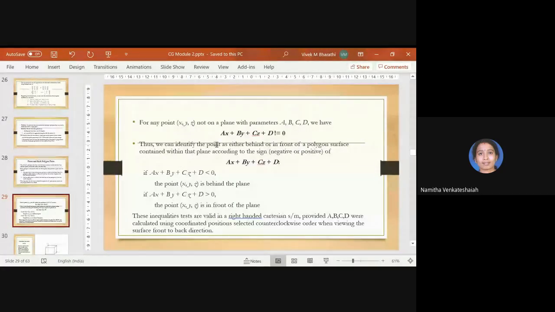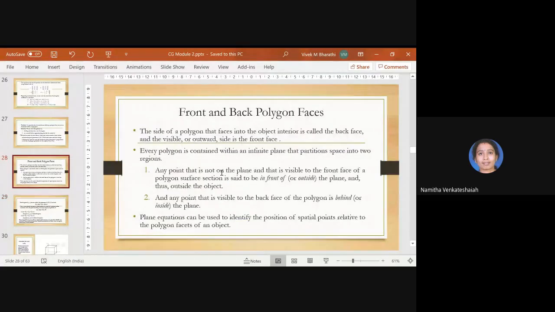We have the equation that we learned in the previous topic. If the point is behind the plane, this value will be less than 0. If it is in front of the plane, this value will be greater than 0. If it is on the plane, this value will be equal to 0. So very simple. Front and back polygon faces.